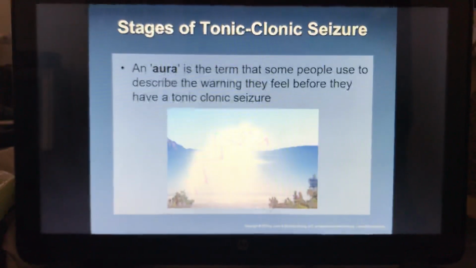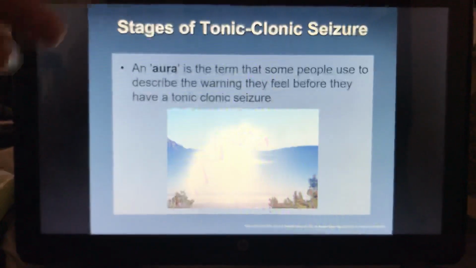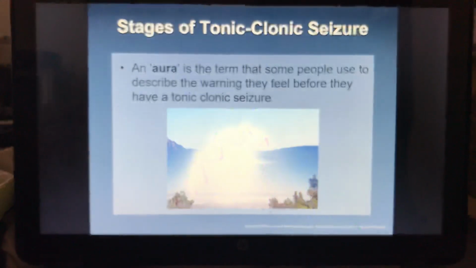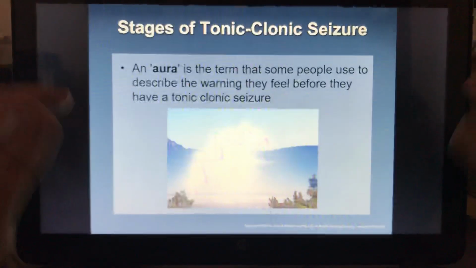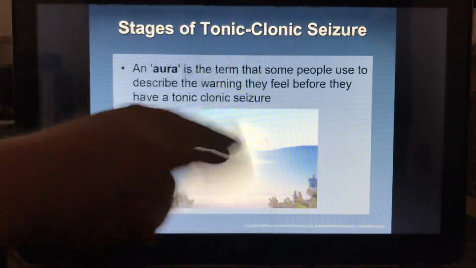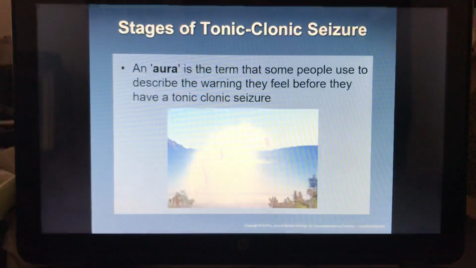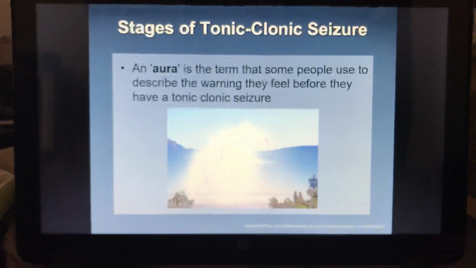The first stage, and not everyone has this, is an aura. Some people, especially people who suffer from epilepsy, which is constant tonic-clonic seizures, and that's what we're talking about right now. Tonic-clonic is the name of the actual seizure. But some people have an aura. Some people, like in this picture, see bright white or bright spots. Some see rainbows or a rainbow haze around everything. Some people have a metallic taste in their mouth. There are different things. I can't tell you all of them, but people are like, uh-oh.